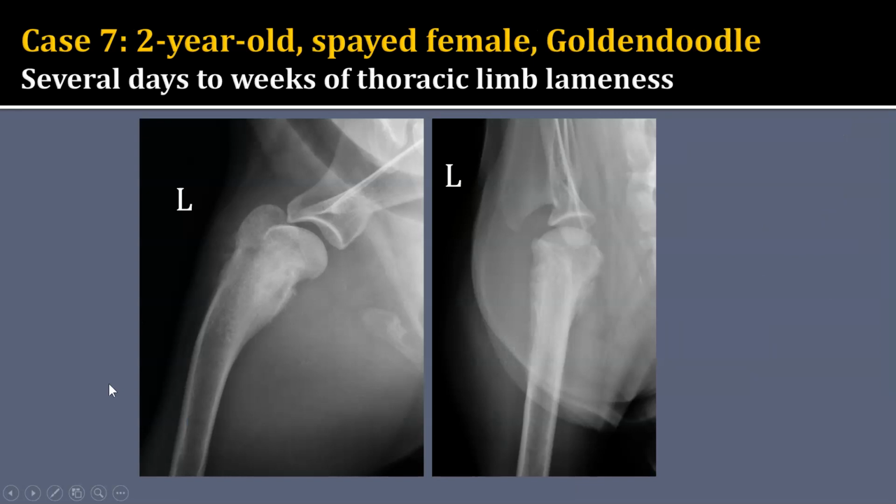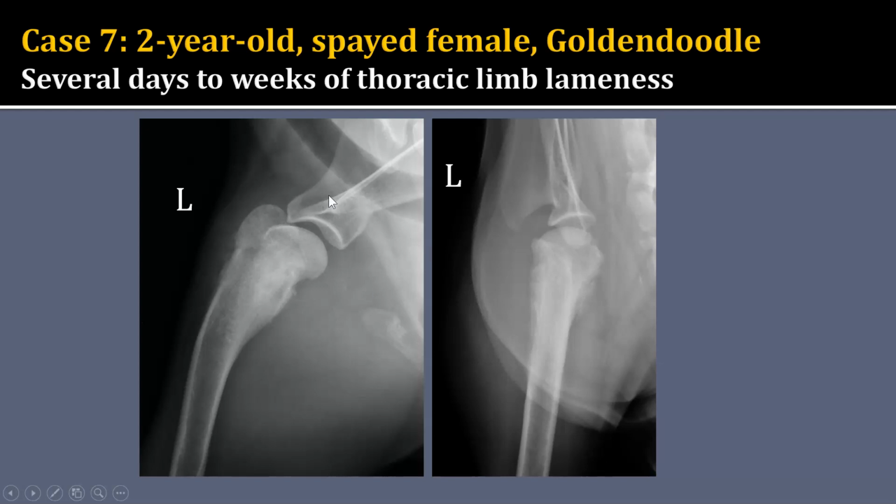This case is a 2-year-old spayed female golden doodle, and this patient has had several days to weeks of thoracic limb lameness. It was localized to the proximal limb, so we have orthogonal views of the shoulder. When I look at this patient, we have, centered and collimated pretty well to the shoulder, and we have good exposure. I can see that it is a dog, and it does look like it's skeletally mature. I don't see any malalignments or fractures or anything like that.